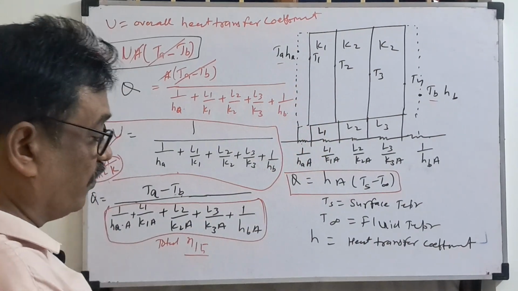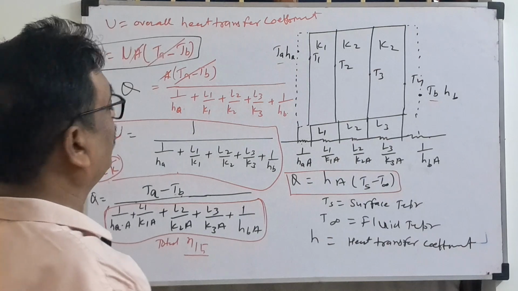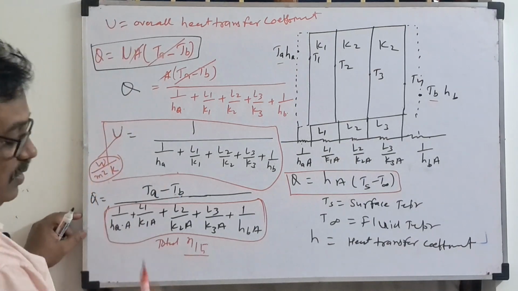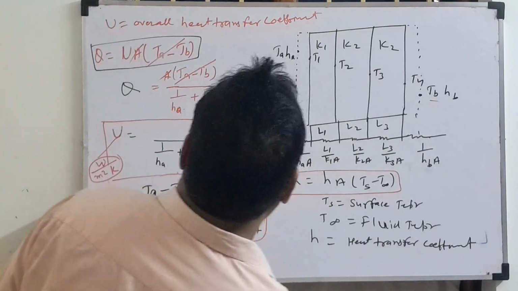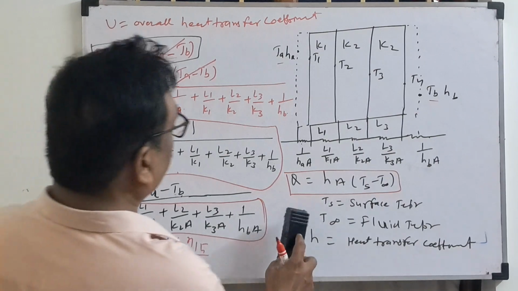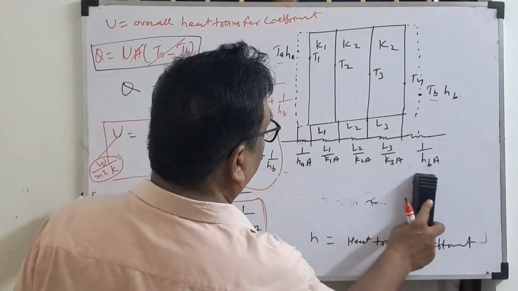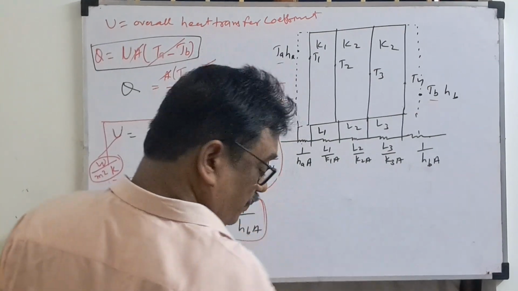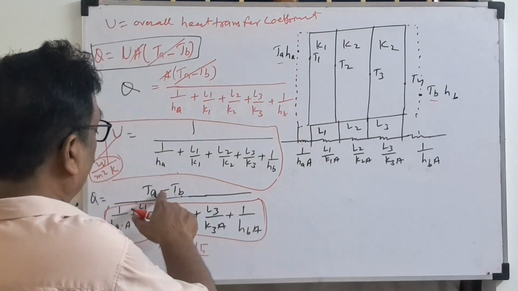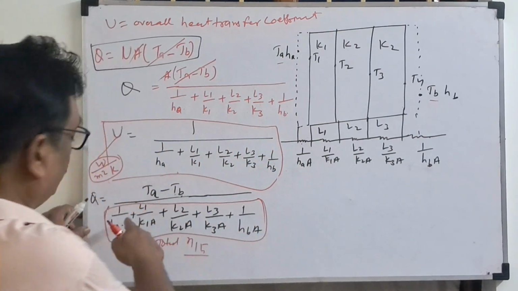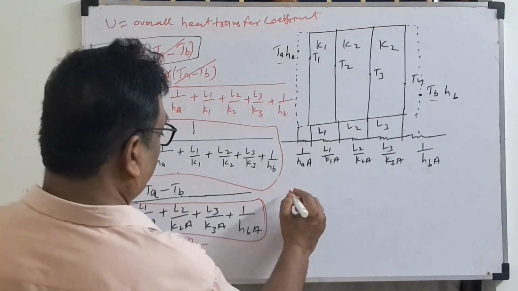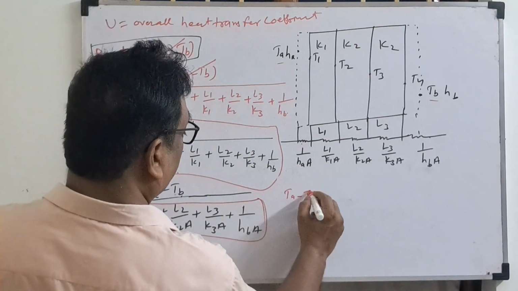Now if they will ask for the interface temperature, how will we find it? Last part for this derivation, interface temperature. Look here, I will write it here itself. So what is the interface temperature? The overall temperature you are seeing now, if we split this, what can we write? I will show this. TA minus T1.